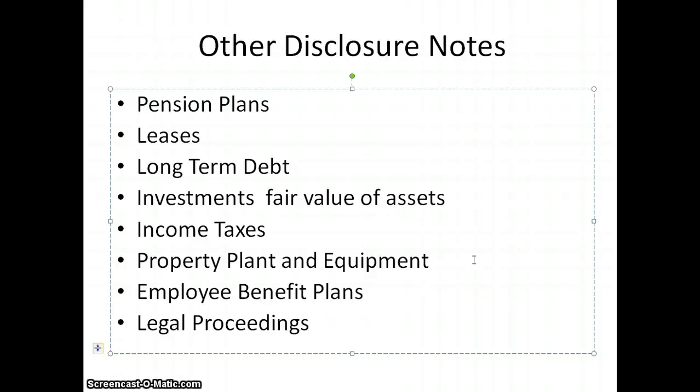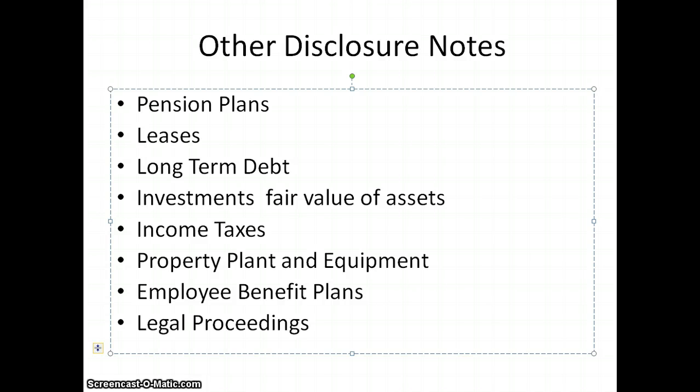Employee benefit plans are usually included, and that can be anything from how they pay and their medical and all that stuff to more benefit plans for highly paid individuals. And also legal proceedings. Any legal proceedings that are against the business, or even that they're in against someone else, will be highlighted here in the other disclosures.